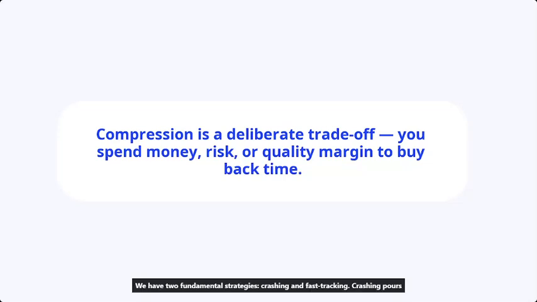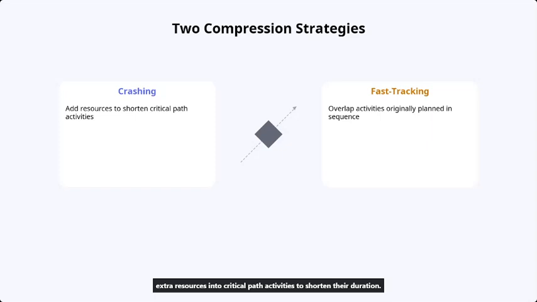We have 2 fundamental strategies: crashing and fast tracking. Crashing pours extra resources into critical path activities to shorten their duration. Fast tracking overlaps activities that were originally planned to run in sequence. Both recover time, but they work differently and carry different risks. The core skill of this lesson is knowing which strategy to use when.